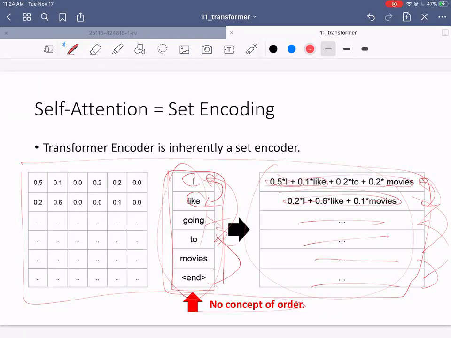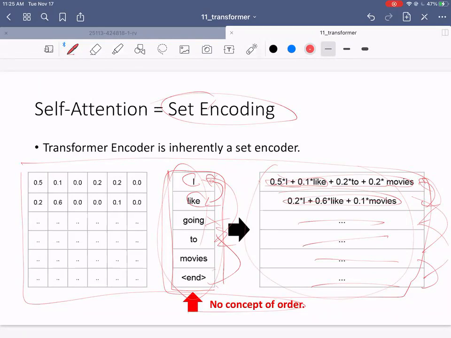Self-attention is actually a set encoder, not a sequence encoder, if you think about it, because it is permutation invariant. So in the future, whatever research topics you work on, if you need to process a set of distinct items, then using self-attention is a good idea, because it's a set encoder. Inherently, it's not a sequence encoder.